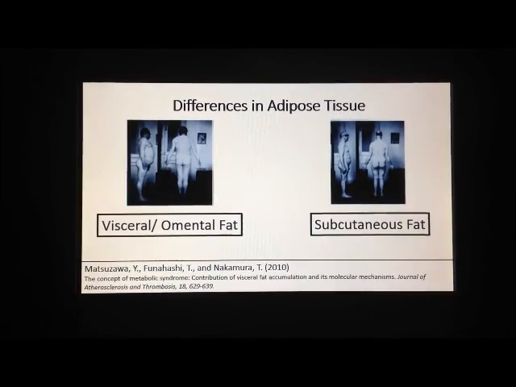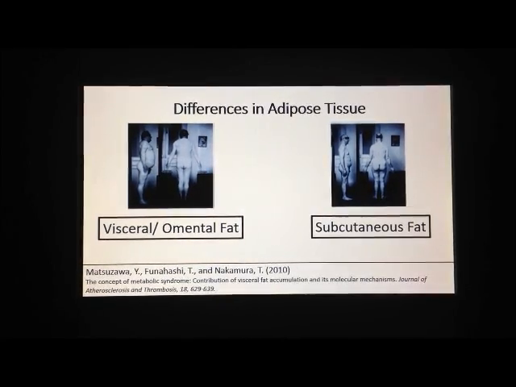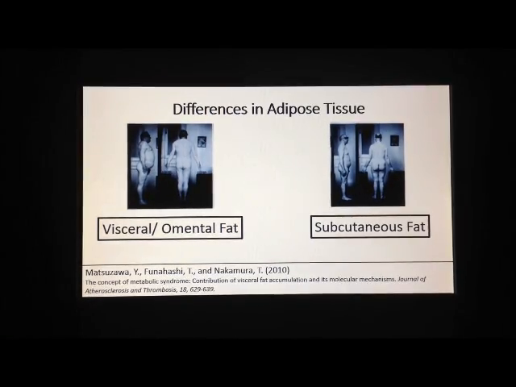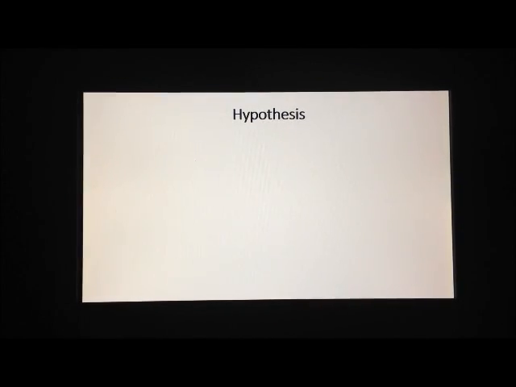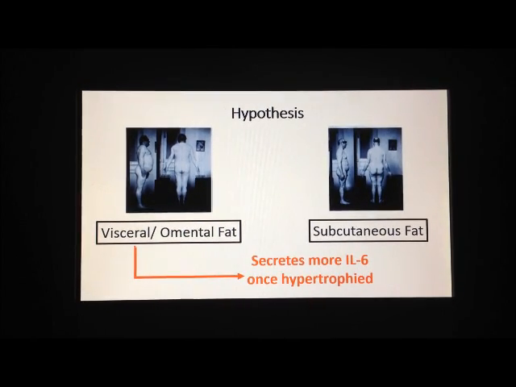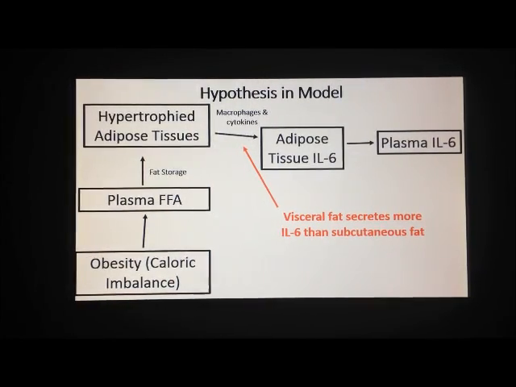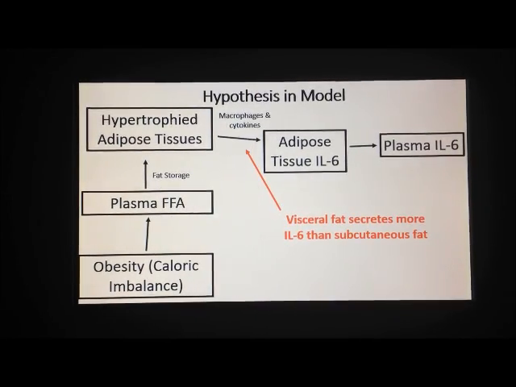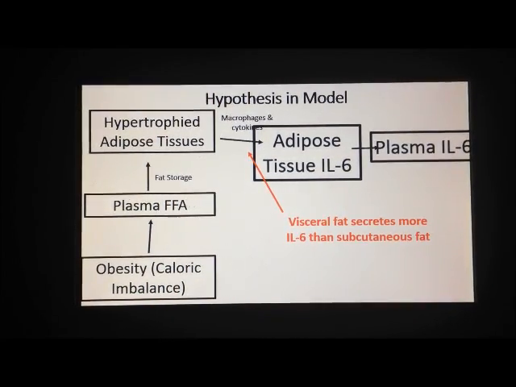We then found a study by Matsuzawa and colleagues, which noticed that there is a difference in fats between visceral and subcutaneous. Visceral is located in the abdomen, and subcutaneous is located in the periphery. So our hypothesis is that visceral fat secretes more IL-6 once hypertrophied compared to subcutaneous. To fit this hypothesis into our model, visceral fat secretes more IL-6 than subcutaneous fat, which leads to an increase in adipose tissue IL-6, which therefore increases our plasma IL-6.